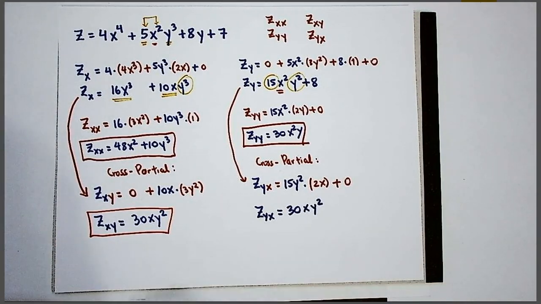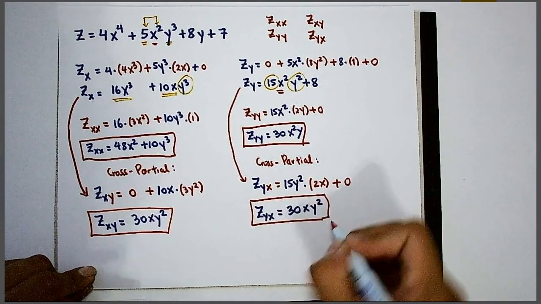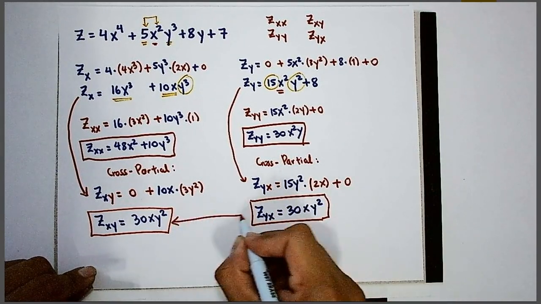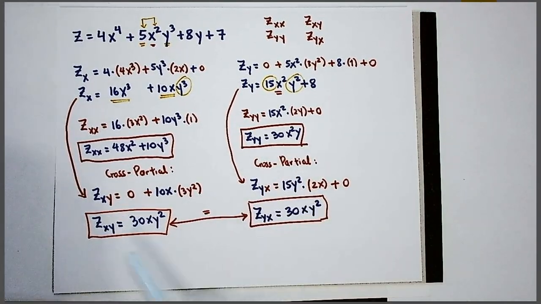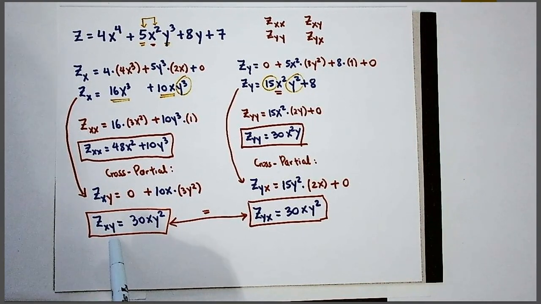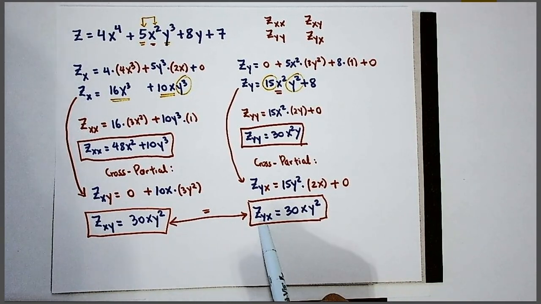And notice something interesting. Both cross partials are the same. This means that no matter the order, if we take first with respect to x and then with respect to y, we will obtain the same answer as taking first y and then x.